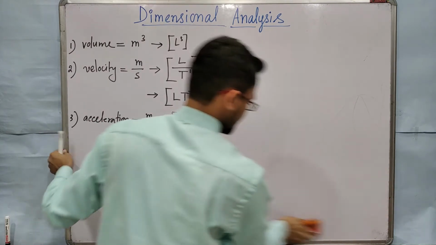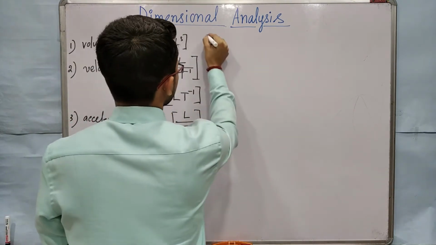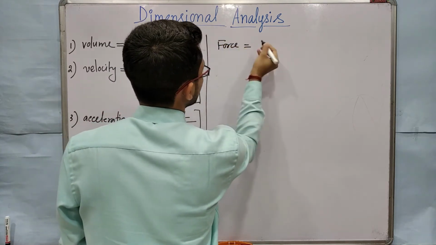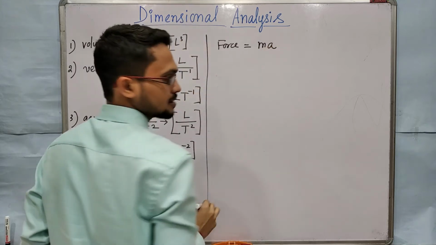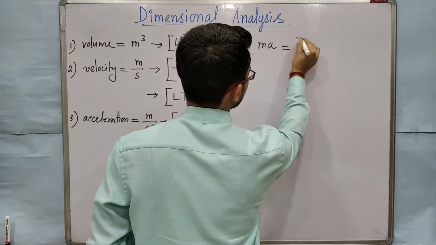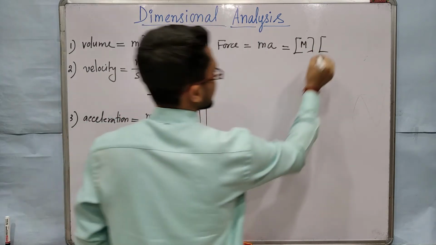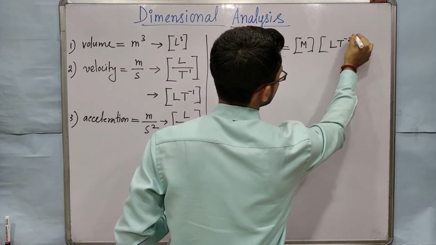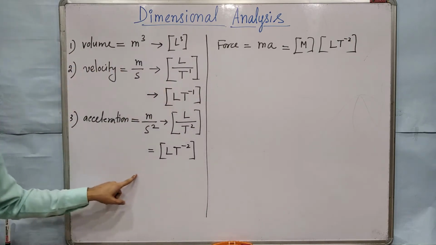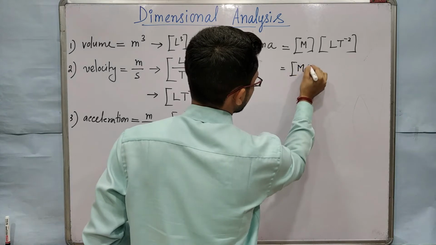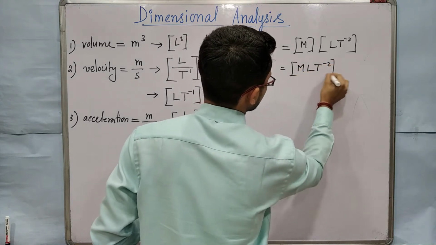So another one is, suppose force. Force equals what? Mass into acceleration. The dimension of mass is capital M, and the dimension of acceleration is LT minus 2. Okay, this is the dimension of acceleration. So at the end it will be M L T minus 2.